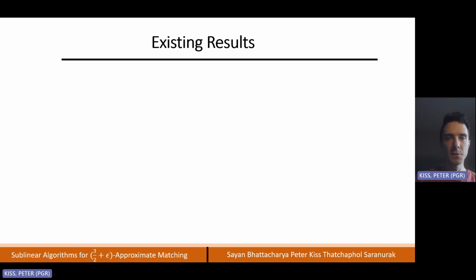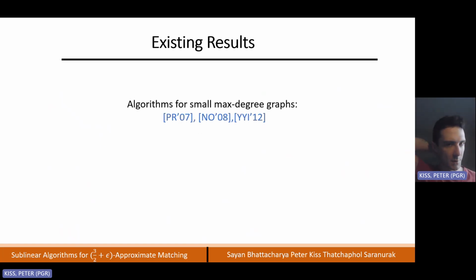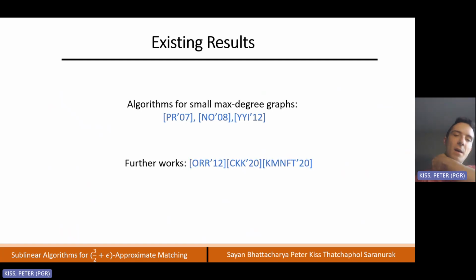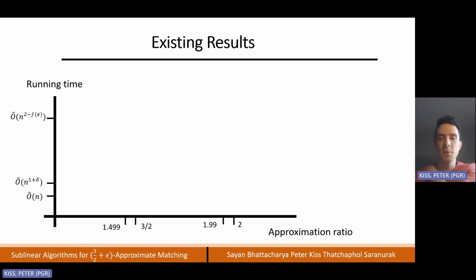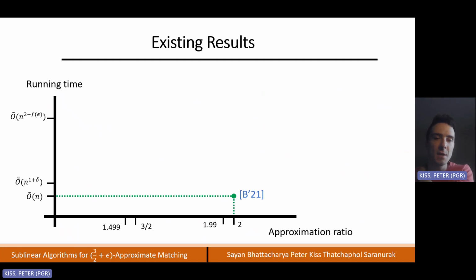So what are the existing results? There are a bunch of results for small max degree graphs, beautiful combinatorial papers, and there are some other results I can't quite mention here. But the two results most relevant to us, and very recent, are a beautiful FOCS '21 paper, which showed that one can get a 2 approximation of maximum matching size in O tilde n time.